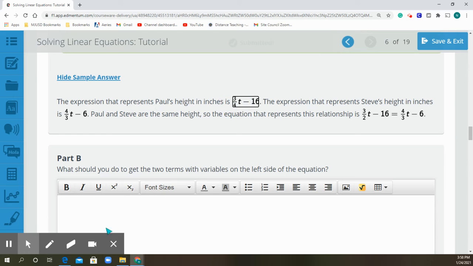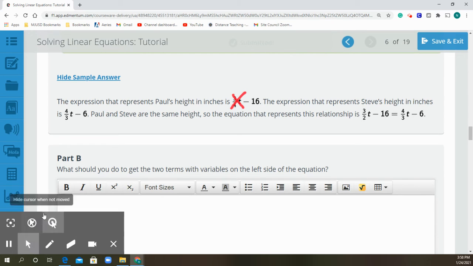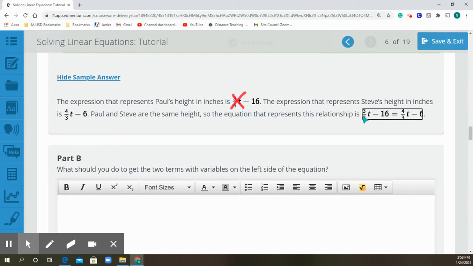This is wrong. That's wrong. This is correct. Yay. Okay. So this is correct. That part was not. 3/2 multiplied by t minus 16 is equal to 4/3 t minus 6.